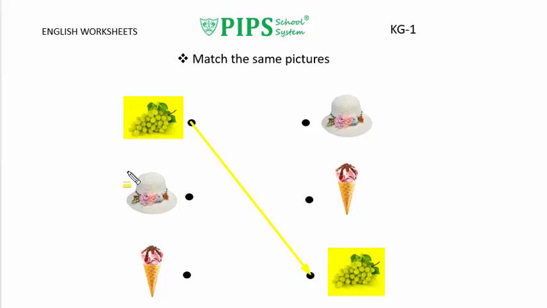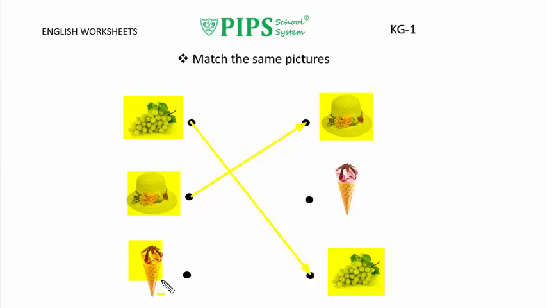This is a hat. Let's see where is the second picture of hat. Here is the second picture of hat which is similar to it. Now we will match the hat with the same picture like this.